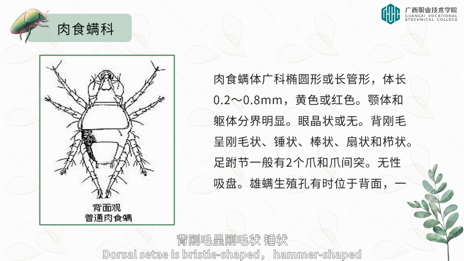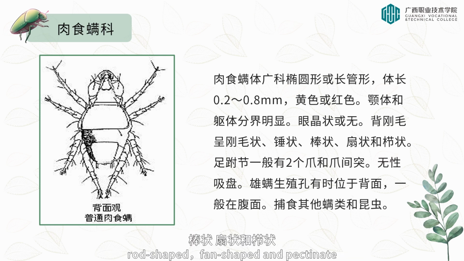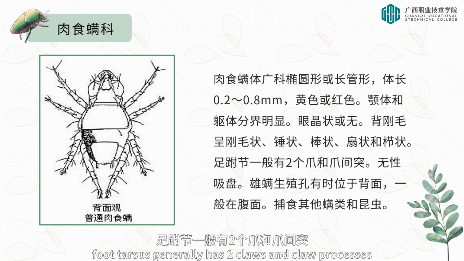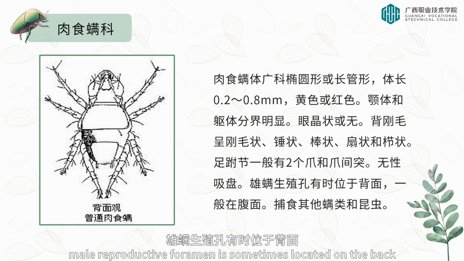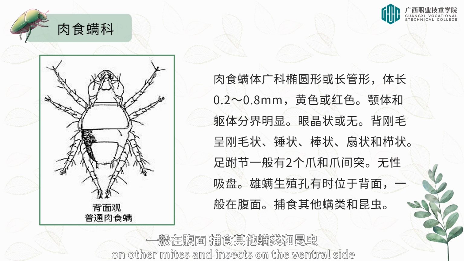Dorsal setae is bristle-shaped, hammer-shaped, rod-shaped, fan-shaped, and pectinate. Foot tarsus generally has 2 claws and claw processes, with no sexual sucker. Male reproductive foramen is sometimes located on the back, generally preying on other mites and insects on the ventral side.